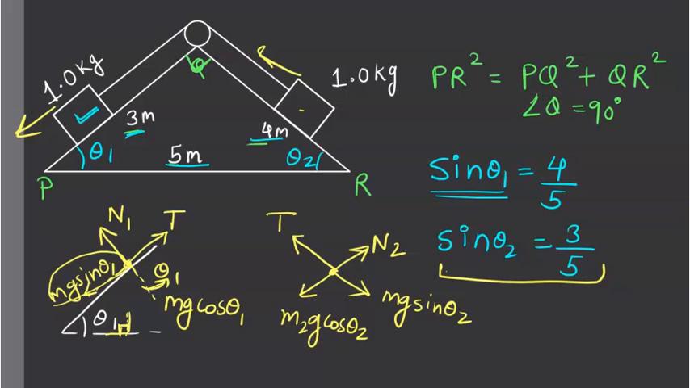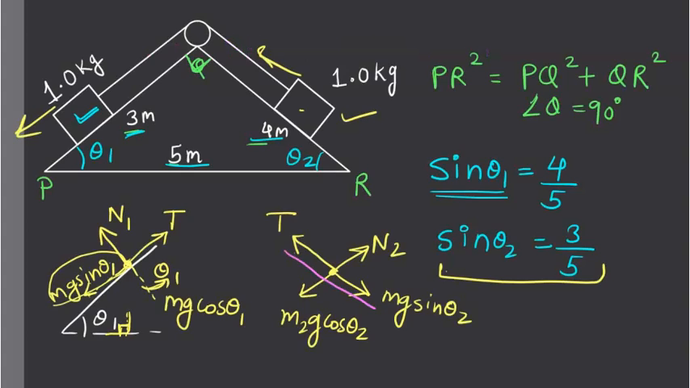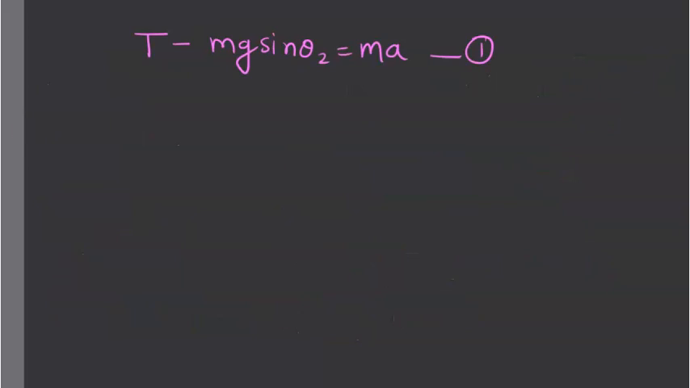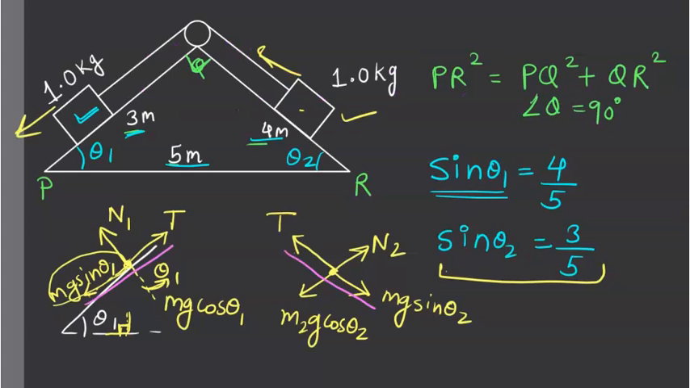So I will write the equation for the rightward block. How will the equation look? This is T minus mg sin theta 2 is equal to ma. This is the first equation. And from here I will write mg sin theta 1 minus T is equal to ma. This is the second equation.